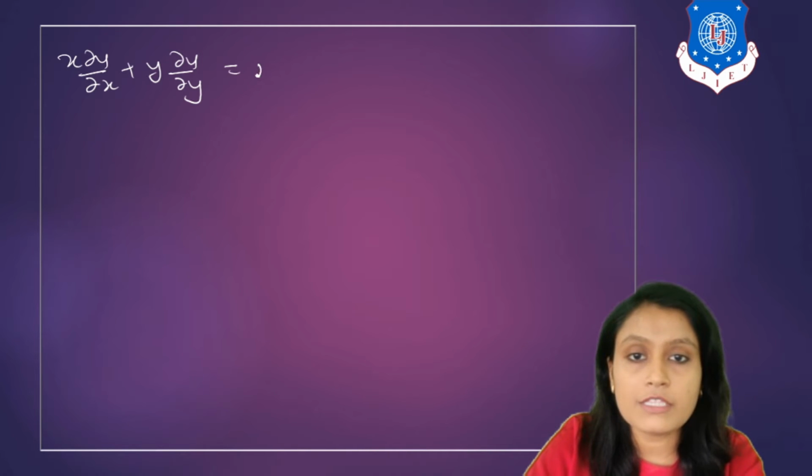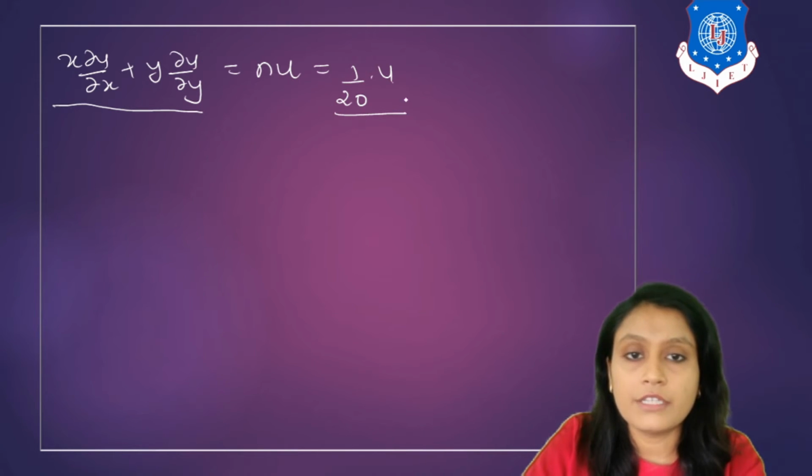Okay, so the formula is what? n into u. The value of n is 1 upon 20. So just substitute the value. So you will get the answer of x del u by del x plus y del u by del y as 1 upon 20 u.